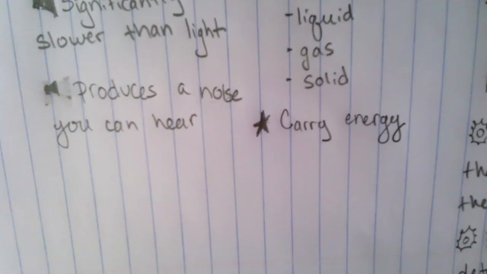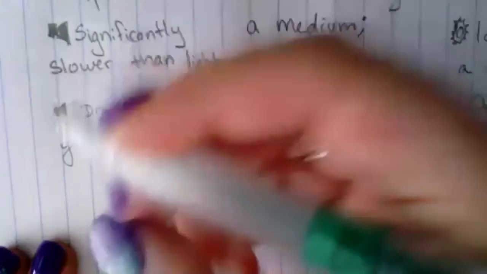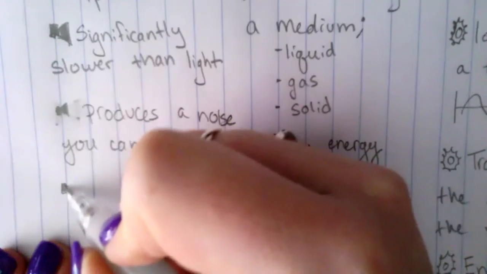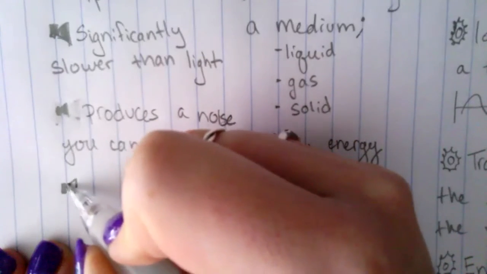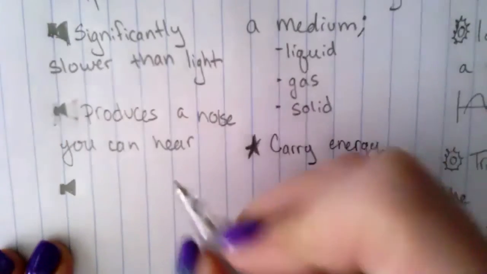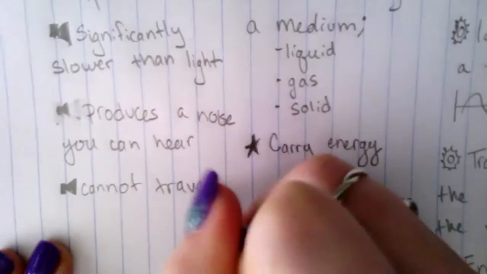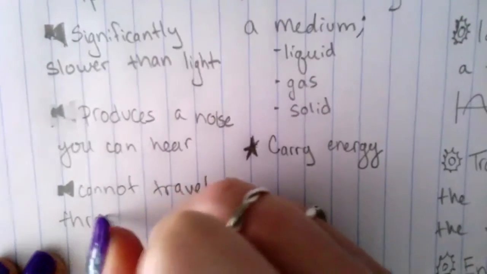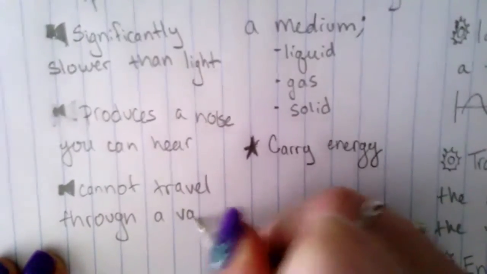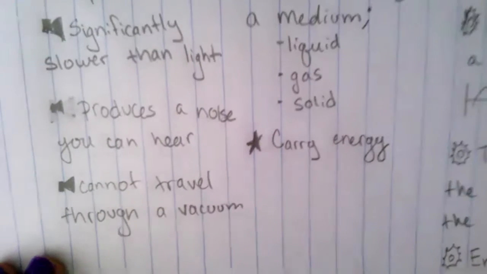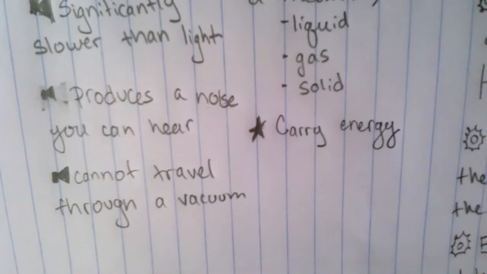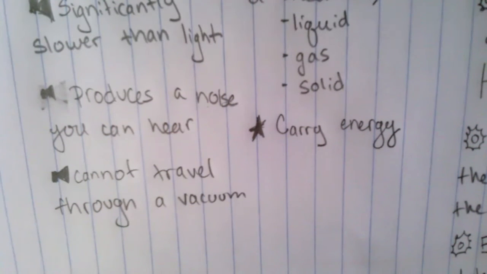Okay. Nathan is pointing out that one of the differences is that sound cannot travel through a vacuum. There is no sound in space because there is no substance in space. There's no medium through which those waves can travel.